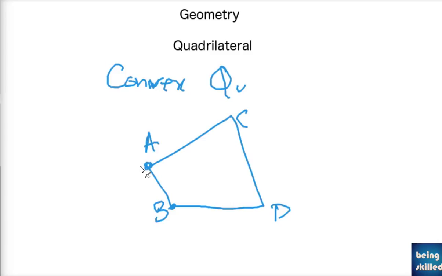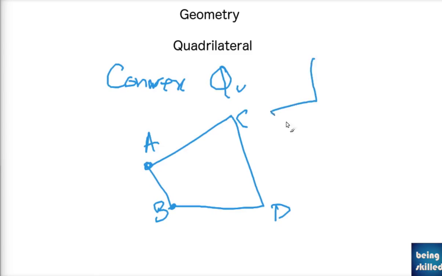Now what is a convex quadrilateral? A quadrilateral is called a convex quadrilateral if the line containing a side of the quadrilateral has the remaining vertices on the same side of it. In this case, points A and B lie on the same side of CD, or points B and D lie on the same side of AC.